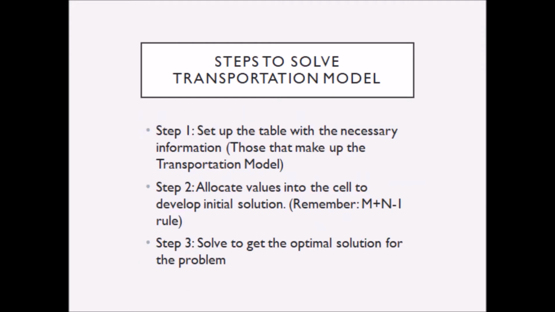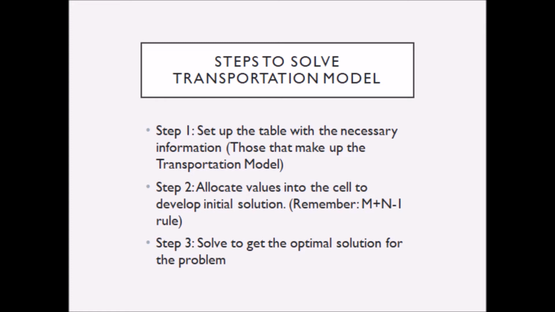Now, here are the steps to solve the transportation model. The first step is to set up the table with the necessary information, just as what was mentioned before: the origin point, the destination point, the supply per period at origin point, the demand per period at destination point, and the cost to ship from origin point to destination point.